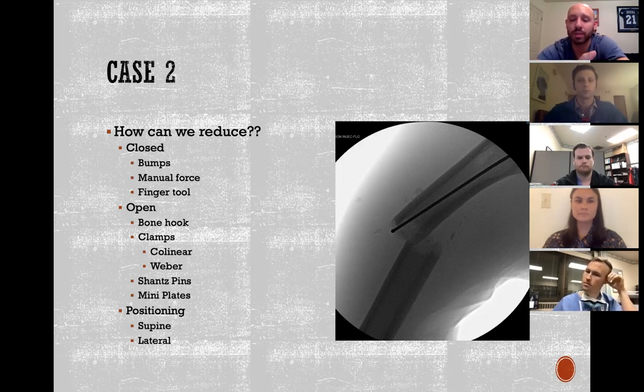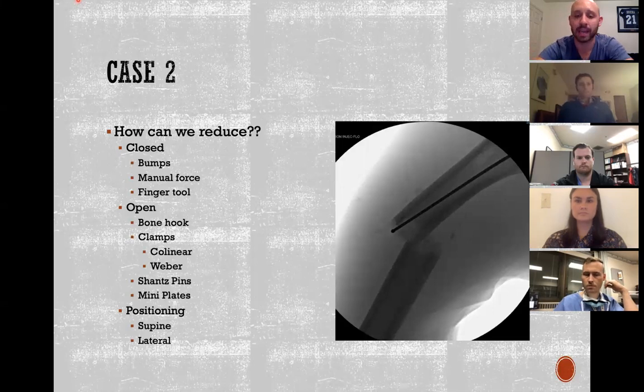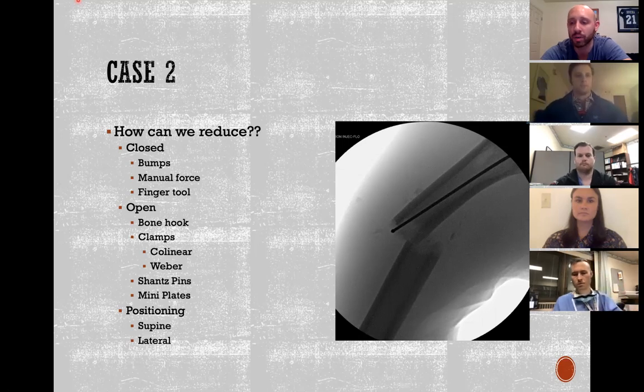If you keep the traction on, the problem with that is you're going to keep that same vector of the traction. A lot of the times you have to adduct and bring the leg in to get a better starting point, and also help counteract your deforming forces. So if you leave just a normal traction with the weight on, you can't do that. So we do manual traction once we're in the operating room.